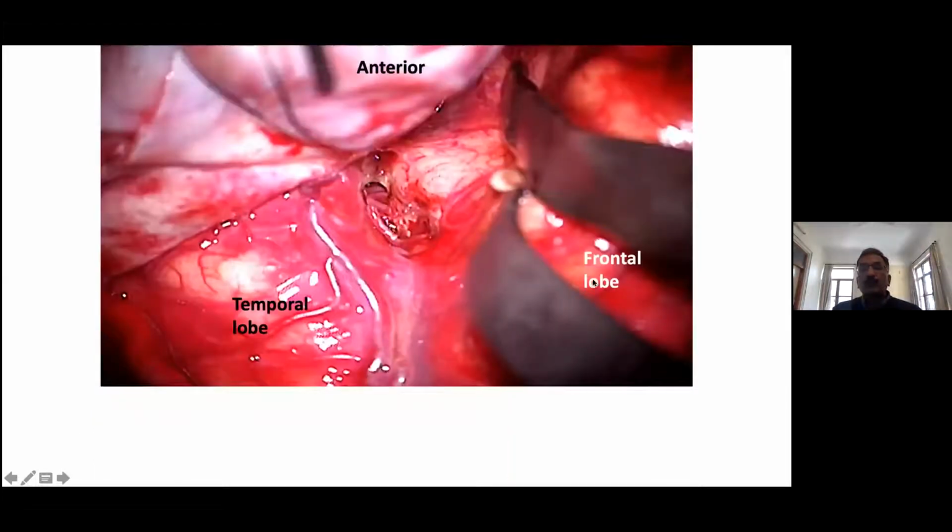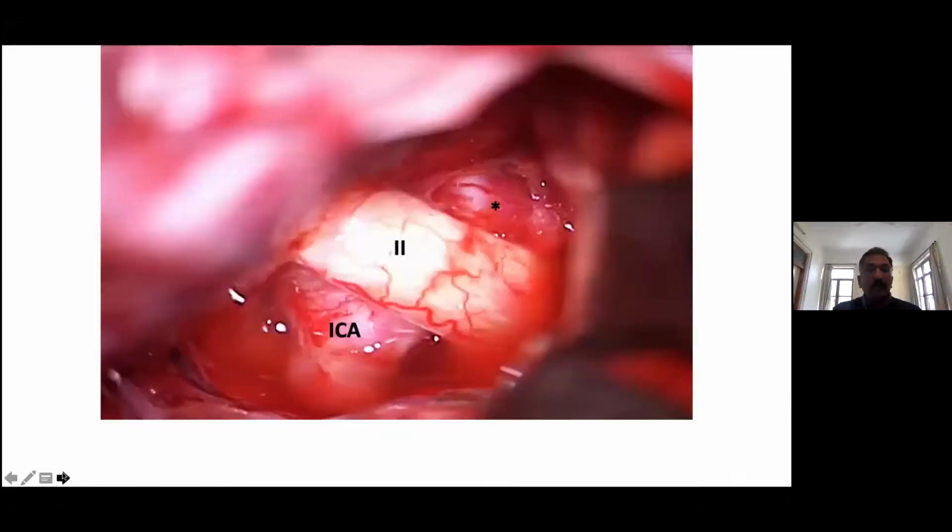So this is a left frontotemporal craniotomy. This is the Sylvian fissure, this is the frontal lobe, this is the temporal lobe. This is the anterior dura here. And you can see the second nerve, the ICA. You see this star is the suprasellar part of the aneurysm, which is arising from the ICA. You can see the distal part of the neck of the aneurysm here. And this is the whole giant aneurysm here.